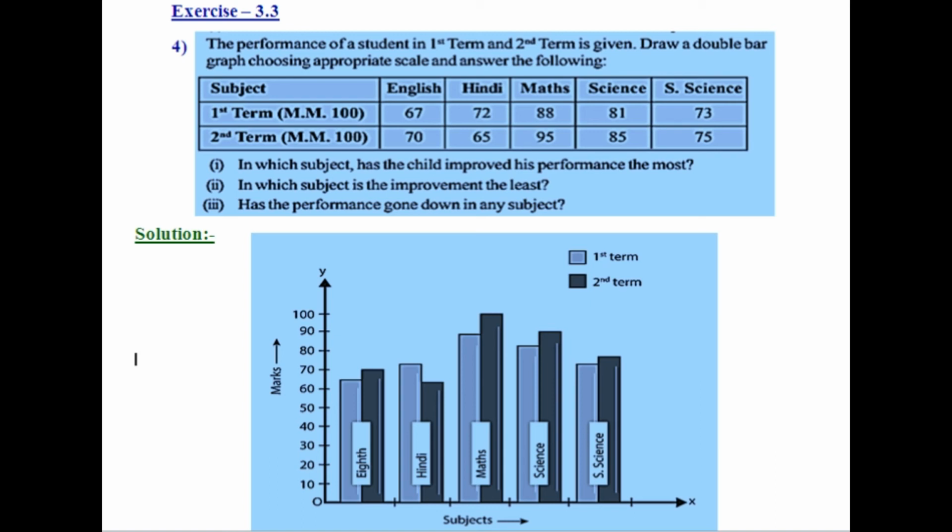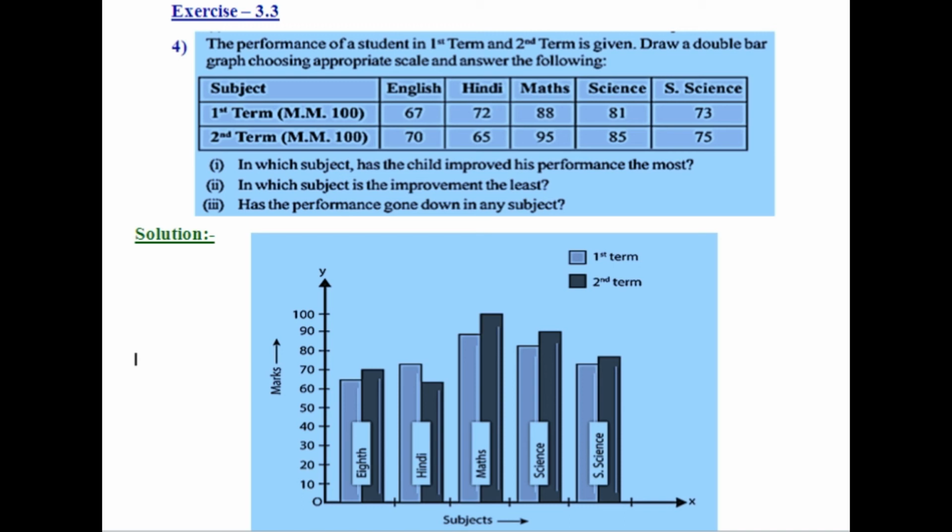Then again 95, up to 95. Correctly, between 90 and 100, in the middle you have to take 95. The next unit you leave blank. Okay, leave it. The next unit, half of the unit you take first term, science mark, that is 81, 80, then 1 small division. Clear? You complete the bar. Then half of the unit you take second term, that is up to 85. Okay, like this you draw social science also.